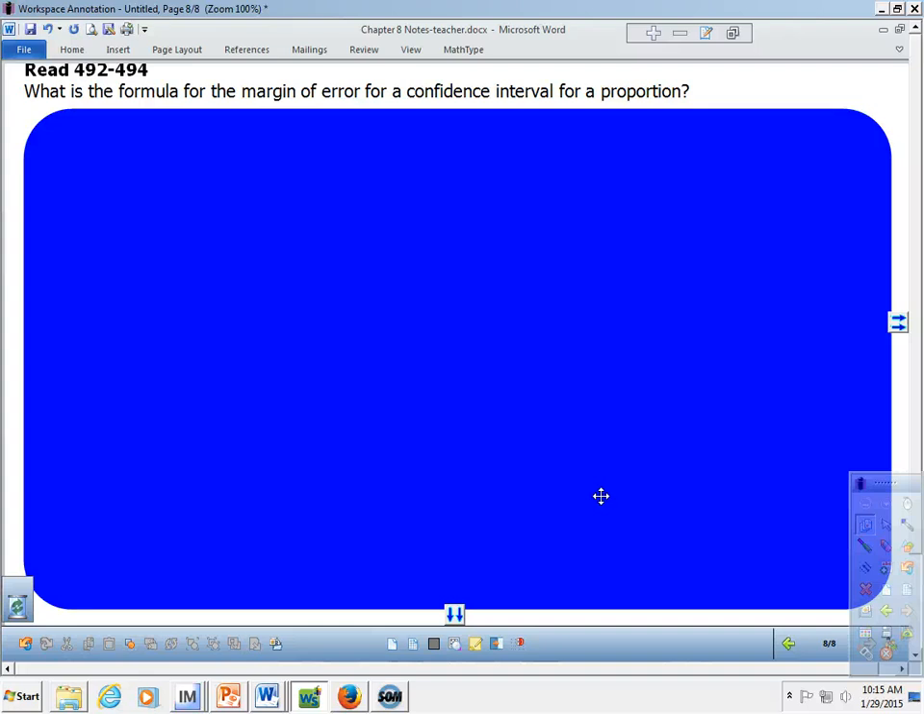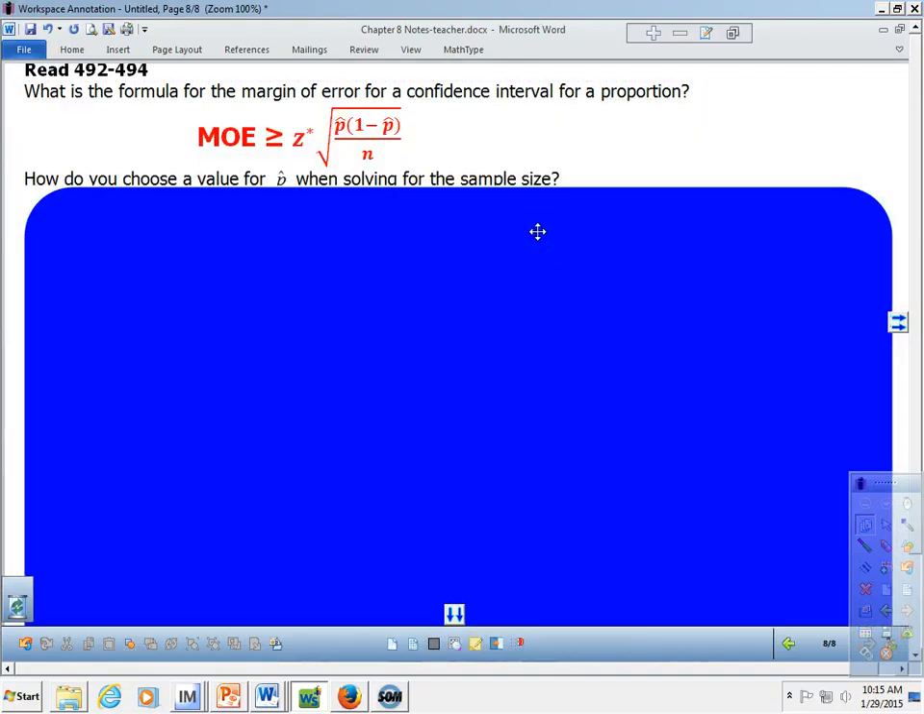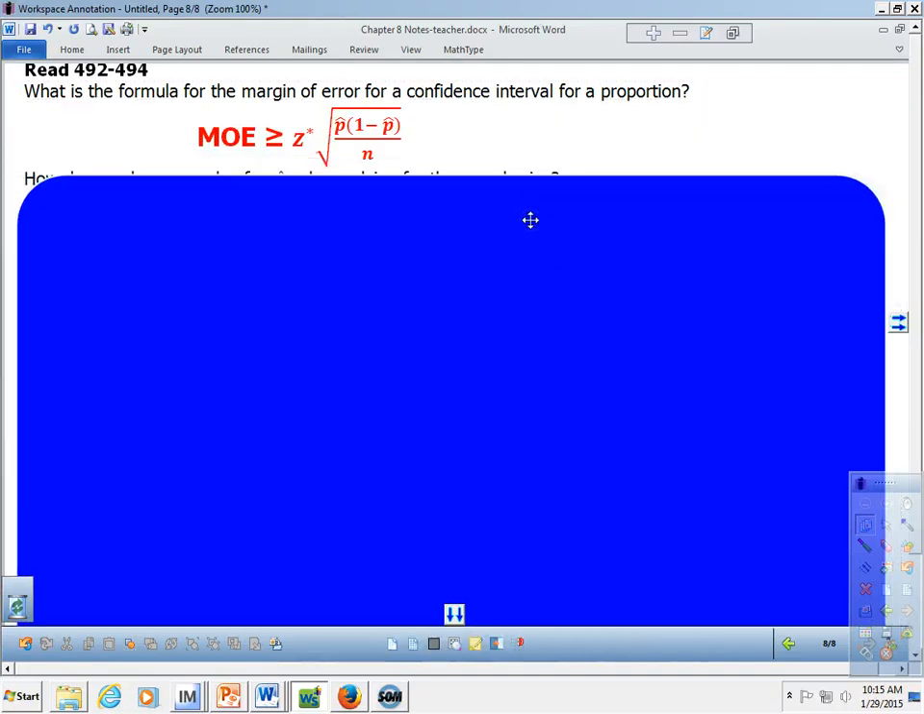So choosing the sample size. First of all, what's the formula for the margin of error for a confidence interval for a proportion? Remember, margin of error is all of that stuff that comes beyond the plus or minus in your confidence interval, okay? So that formula looks like this, and MOE is margin of error, okay? And so what we write out is margin of error is greater than or equal to Z star square root of p hat times 1 minus p hat all over n. That's the second half of your confidence interval.